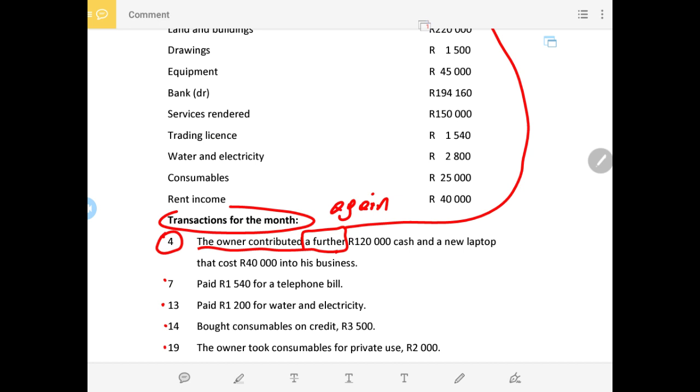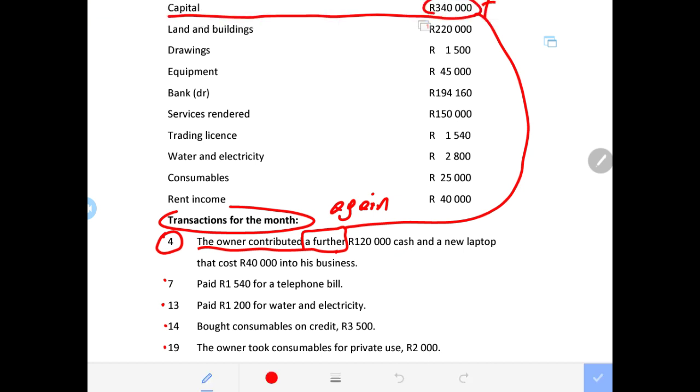Remember, we are doing ledger account, so we must do it from the ledger account point of view. What did the owner contribute? It was 120,000 that he contributed, and 120 was cash and a new laptop with a cost of 40,000 in the business. We know that a laptop is classified as equipment. It is the equipment that will be used in the business.